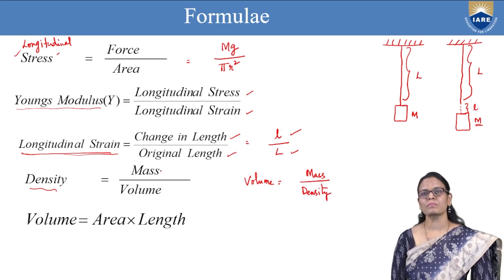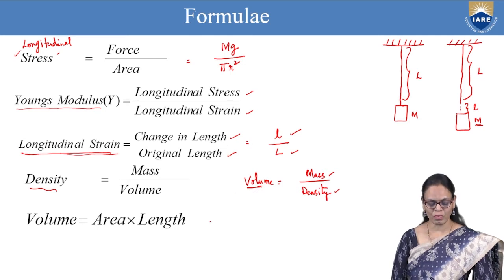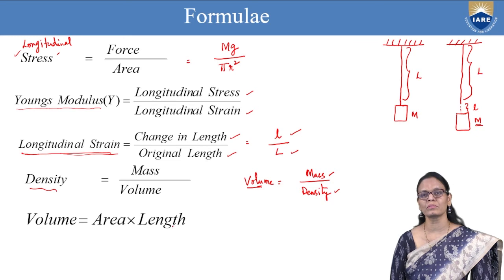Because density is equal to mass per unit volume. If I have to find the volume, volume will be mass upon density. So if I'm given the total mass and the density, I can find the volume. Now, another formula to calculate volume is area into length.